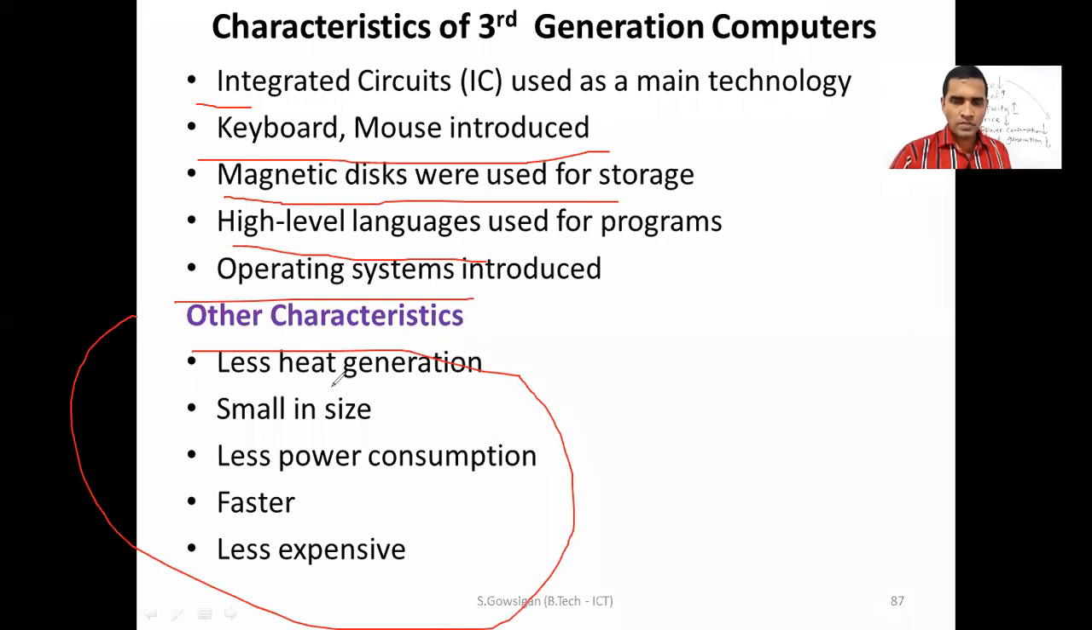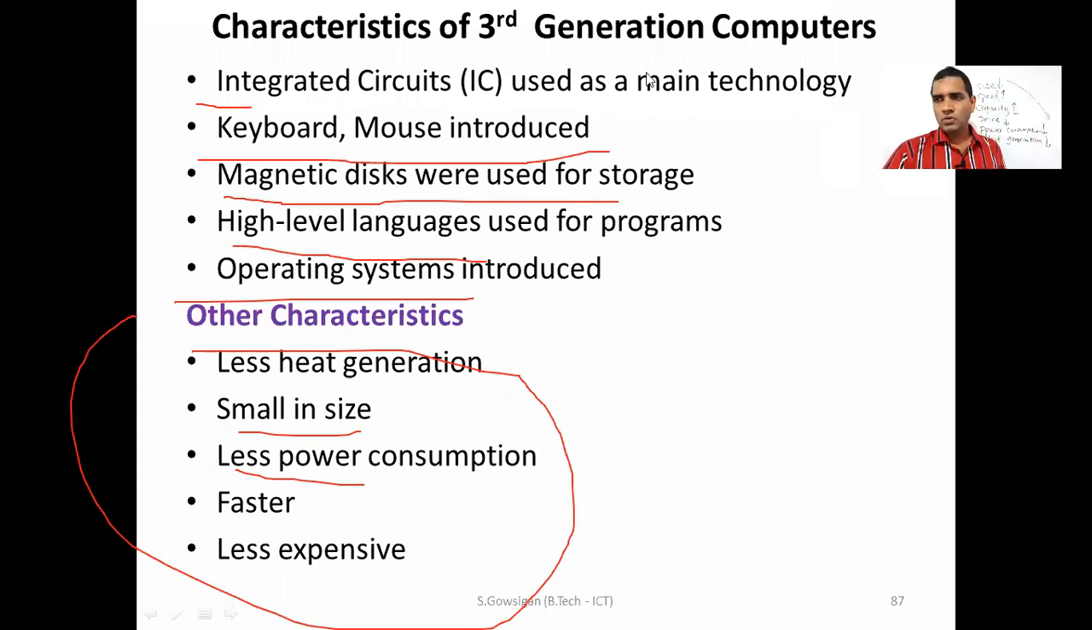They are too simple. Less heat generation. Again, you have to compare with the previous generation. How? Less heat generation than second generation. Here you can't compare with the first generation, because you need to compare with your immediate previous generation, right? So small in size, which means smaller than second generation. Less power consumption than second generation. Faster than second generation. Less expensive than second generation. Here also computers were very expensive, right? But less than second generation.